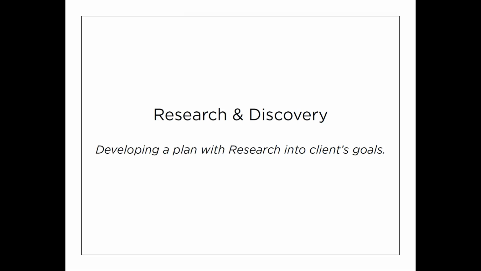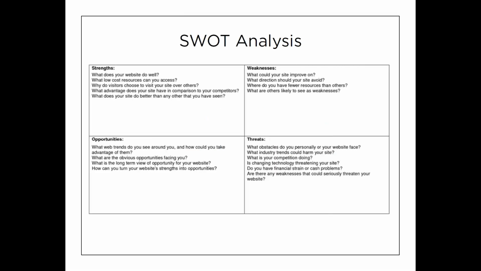All right, what do they want to do with the site? What are they looking at doing? What audience are they reaching out to? All that kind of stuff. All right. So there is what is called a SWOT analysis: strengths, weaknesses, opportunities, and threats. So strengths: what does your website do well? All right. And weaknesses: what could your site improve on? Or opportunities: what web trends do you see around you and how could they take advantage of them?